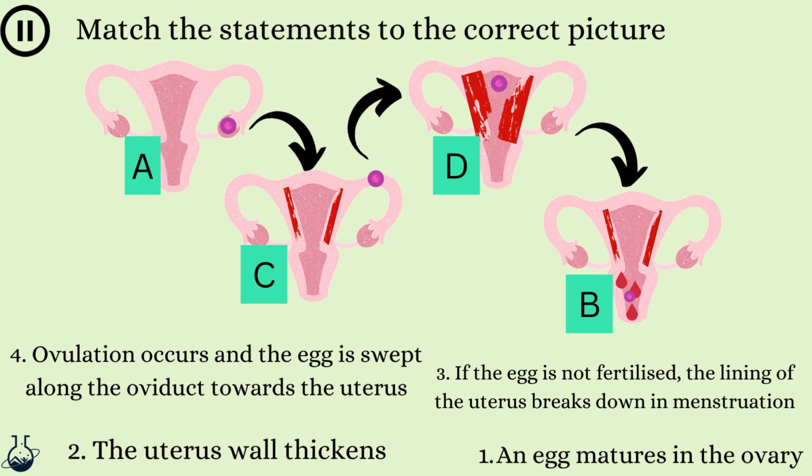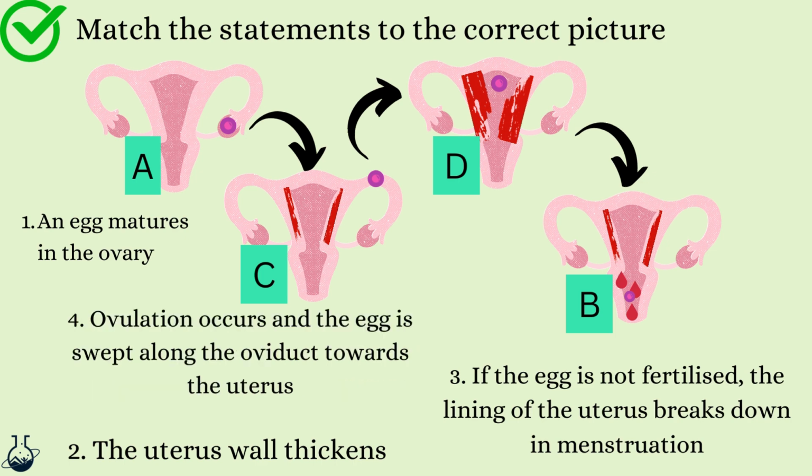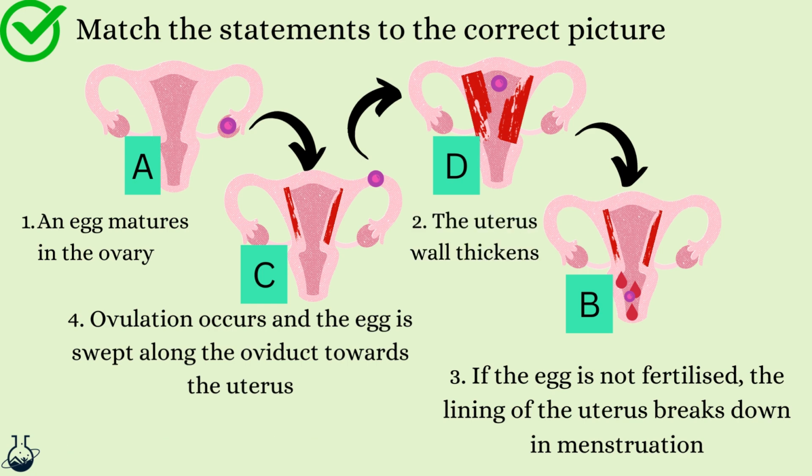Now pause the video here for another activity. Match the statements underneath to the correct picture. Let's see what we came up with then. So A shows an egg maturing in the ovary, C is ovulation, D is the uterus wall thickening, and B is menstruation, the breakdown of the uterus lining.